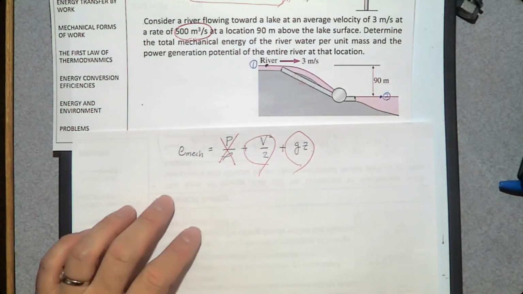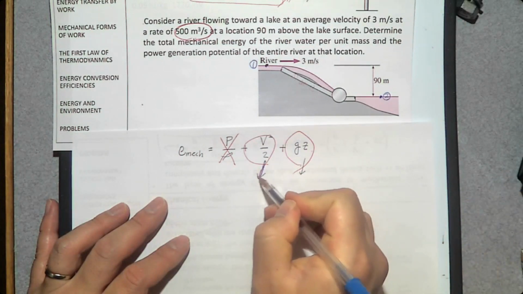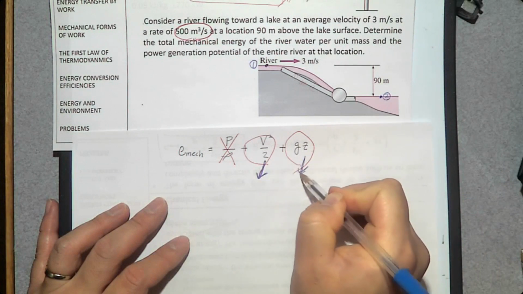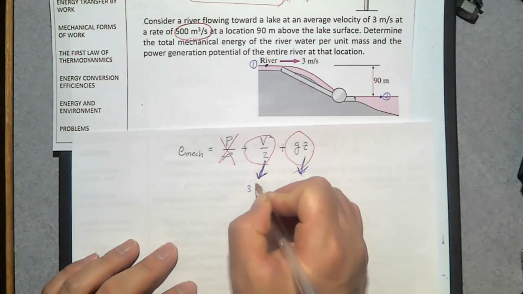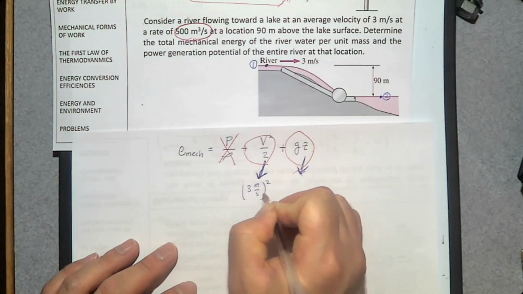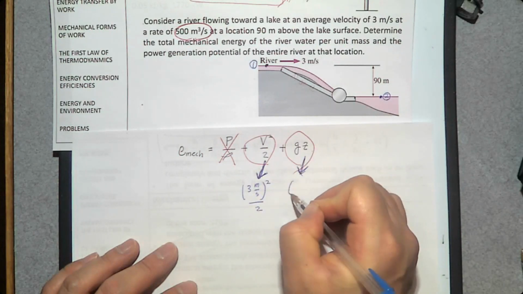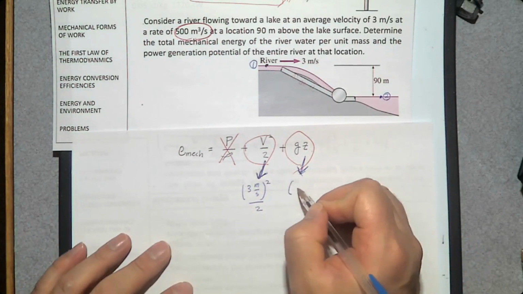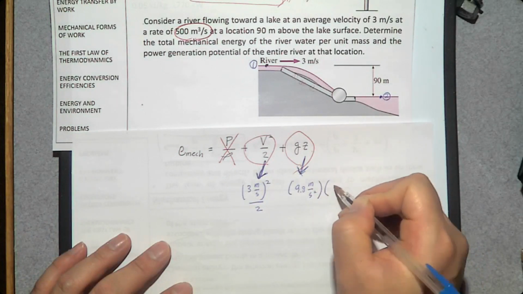Okay. So let's look at this one. The kinetic energy first. How can you determine that? It's simple. Velocity square divided by 2. What is the velocity? 3 meters per second, squared, divided by 2. What about the change in potential energy? Gravity times elevation. 9.8 meters per second square times 90 meters.